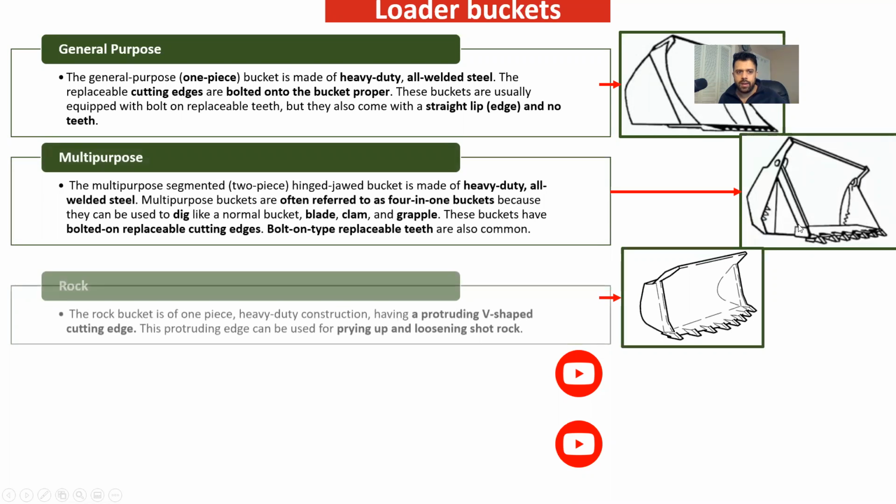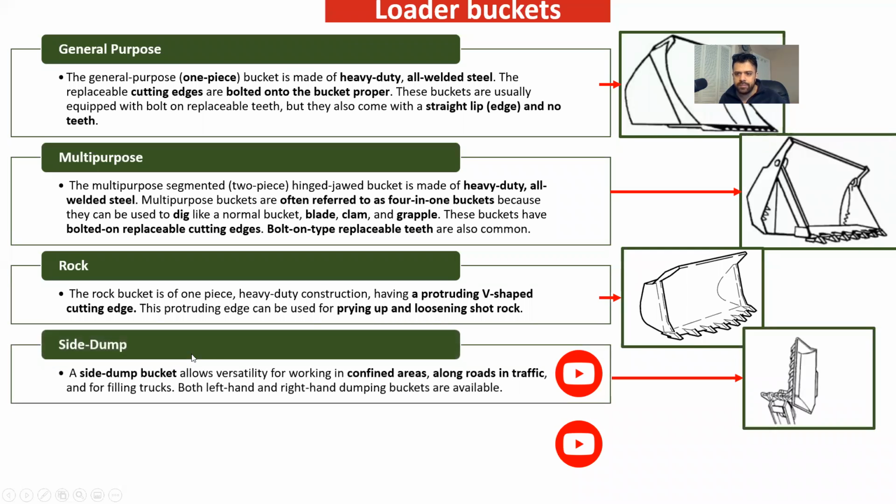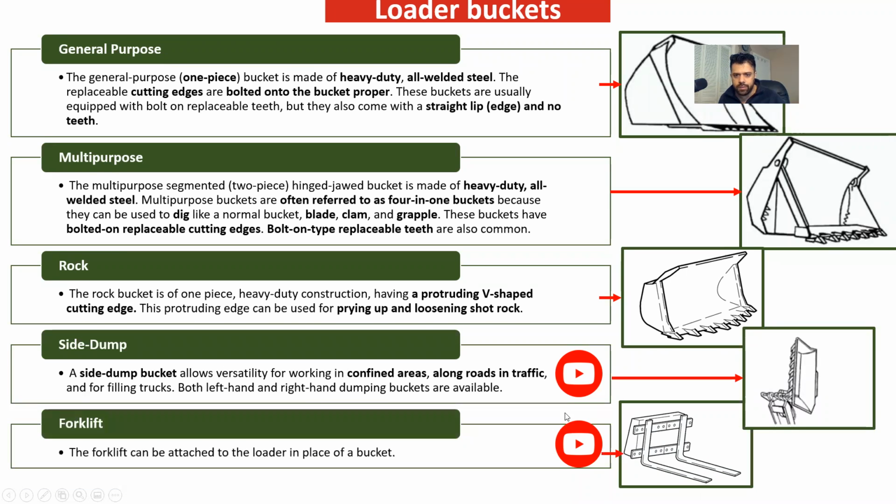Okay. We have the rock blade. If you can see, this is how it looks like. It's a V-shaped cutting edge. And we have the side dump, which you might not have seen before. So I have a video for side dump. And also I have a video for forklift. Let's take a look at side dump first.